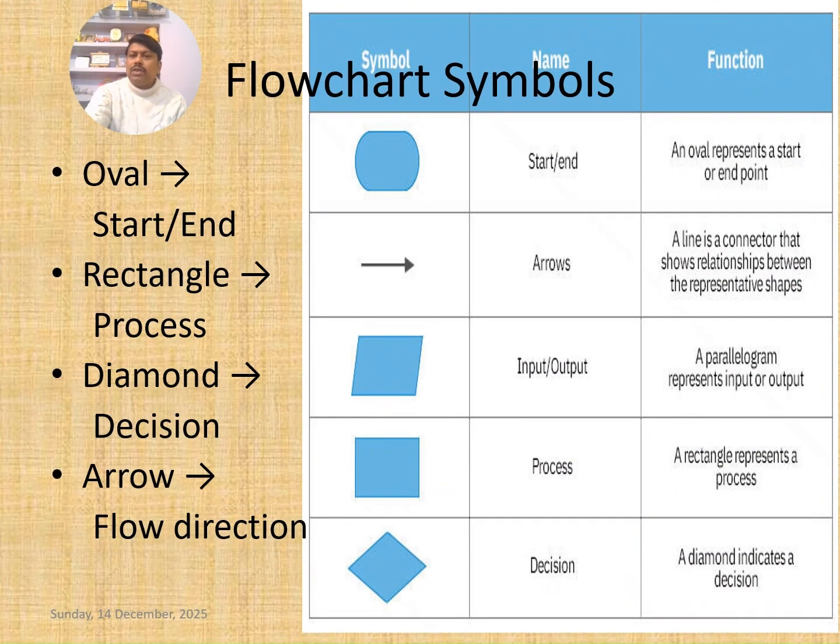Now, what are the flowchart symbols? We must know all these things. The oval shape is start and end; it will tell the program where to start and where to end. Rectangle for processes, actually. Here is the button, that is rectangle or process. And diamond for decision. Diamond is for decision making, and arrows show flow direction. We must know all these flowchart symbols.